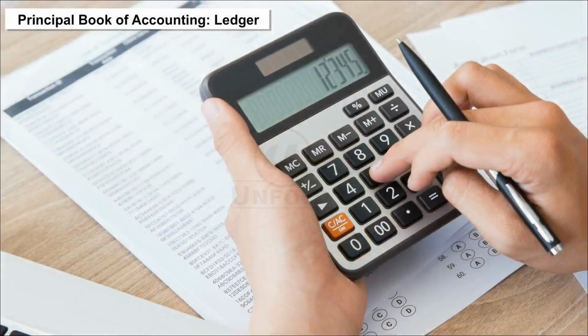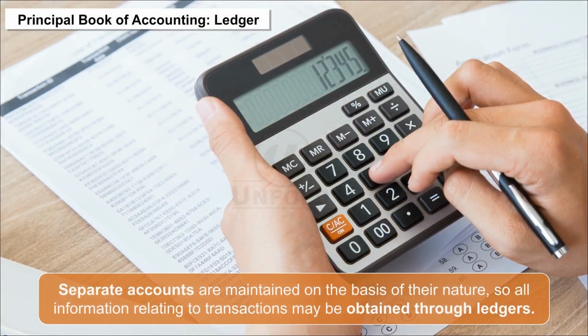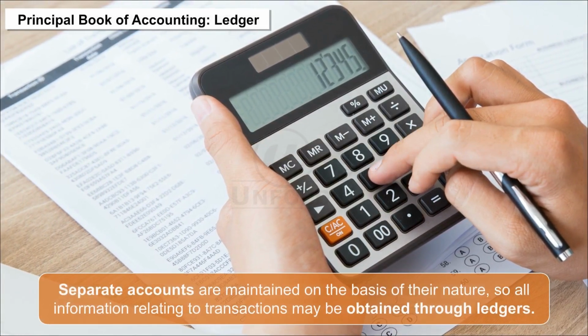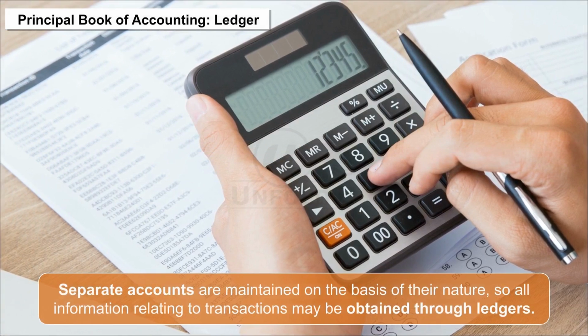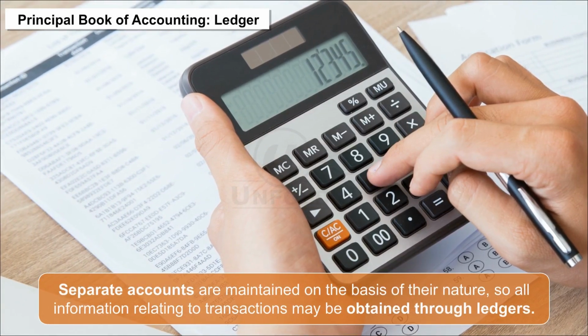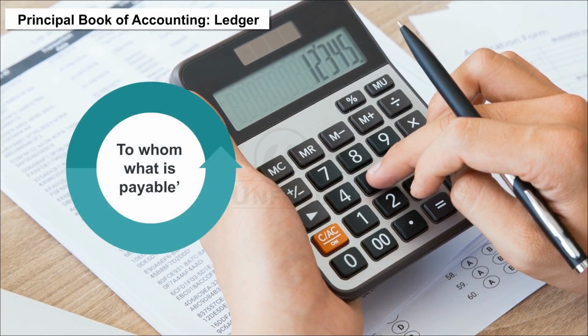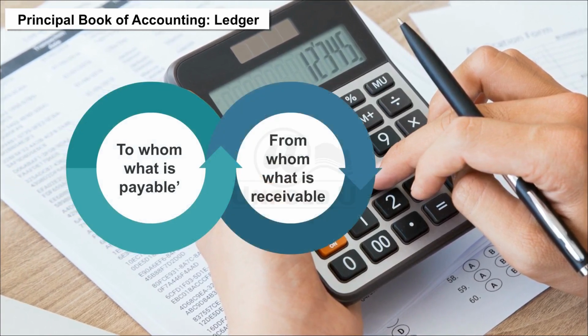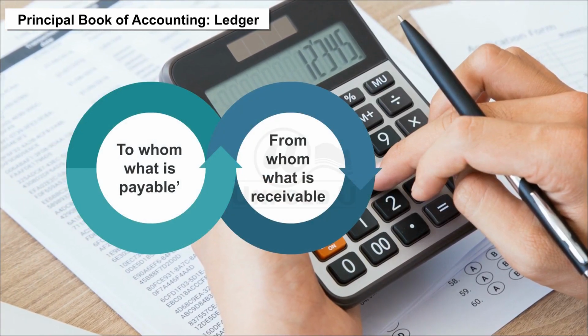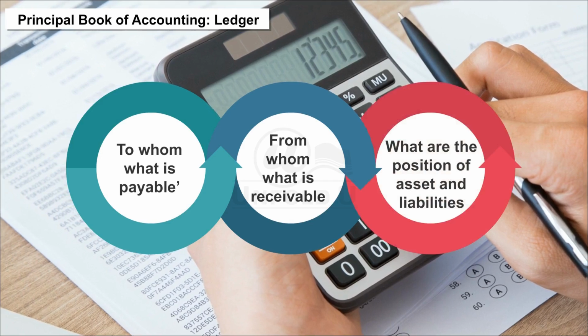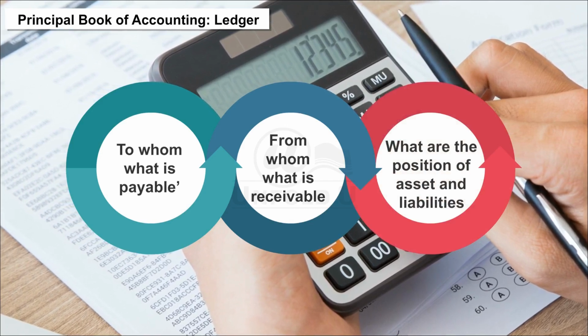Separate accounts are maintained on the basis of their nature. So all information relating to transactions may be obtained through ledgers, such as to whom what is payable, from whom what is receivable, and what is the position of assets and liabilities of the business.